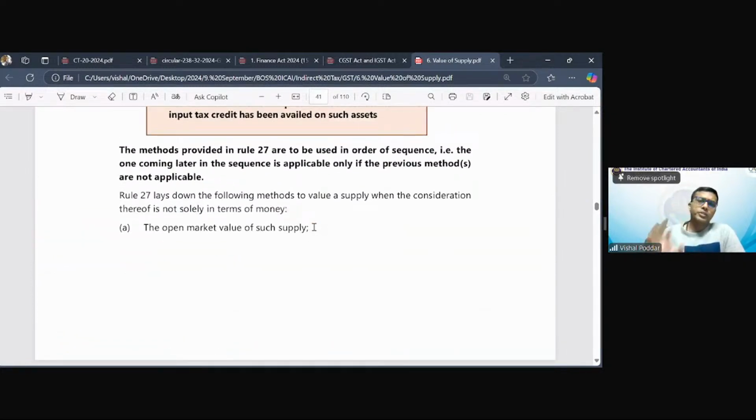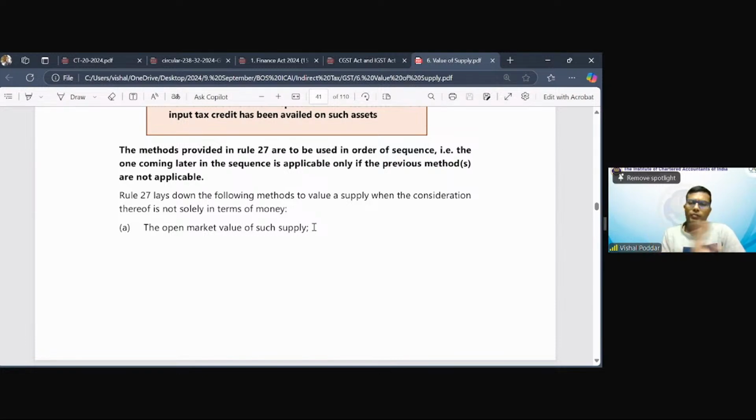Now we read some definition below. At least I was not able to understand it when I read it for the first time. That is why I always understand any concept by a simple real life example. So I've taken a simple real life example. What is open market value? Open market value is my fees which I'm charging to others.